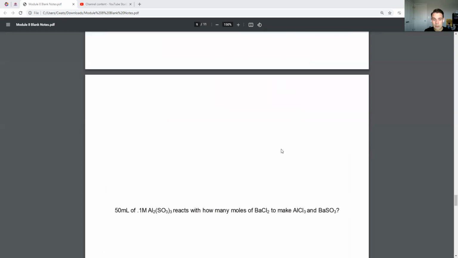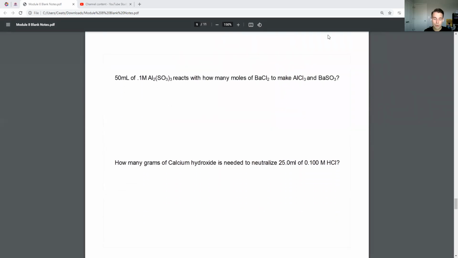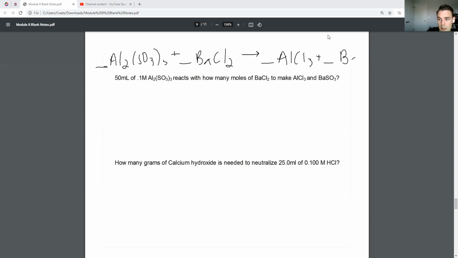Now, let's look at some more problems, and this is going to connect stoichiometry with our solution chemistry. So, 50 milliliters of a 0.1 molar aluminum sulfite reacts with how many moles of barium chloride to make aluminum chloride and barium sulfite? Okay, so I need a balanced equation. So it's going to be Al2(SO3)3 plus BaCl2 gives me AlCl3 and BaSO3, barium sulfite. To balance it, it's a 3, a 2, and a 3.